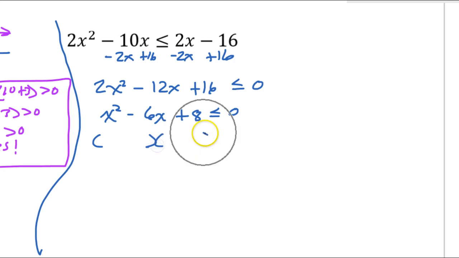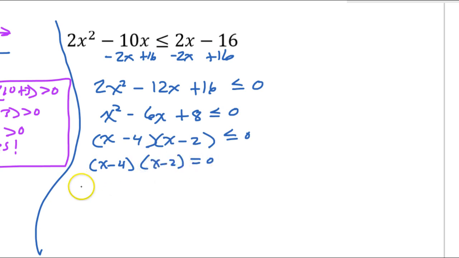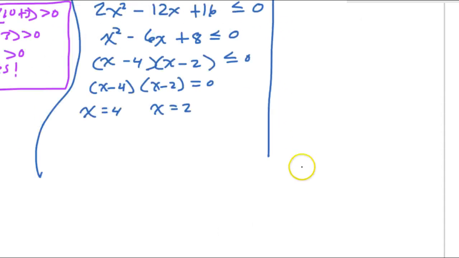If I were to factor this down, does this factor? Probably. Yeah. Okay, negative 4 and negative 2. All right, so this is what we need to ultimately solve. Now, if I solve the related equation where this equals 0, then of course that's going to give me x is equal to 4 and x is equal to 2. So again, these are my critical values and I will use them to make the number line.